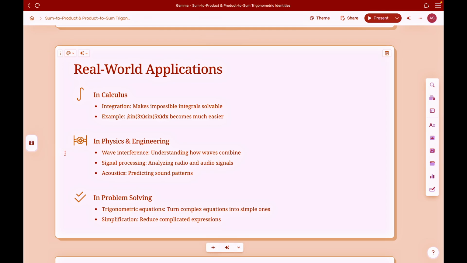trigonometric identities. Then in physics and engineering, wave interference, basically it helps us understand how waves combine, because sine waves and stuff are just sine waves. Then signal processing, analyzing radio and audio signals, which are also waves or sine waves. And then acoustics, which is predicting sound patterns, which again uses sine waves in return, which is your trigonometric function. In problem solving, of course, it's mostly about simplification, and sometimes can actually be the final step in problems, but normally this is either an intermediate step or the first step you do.